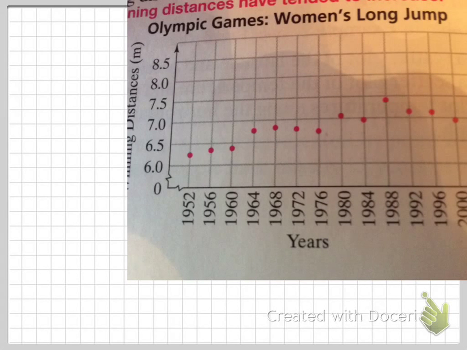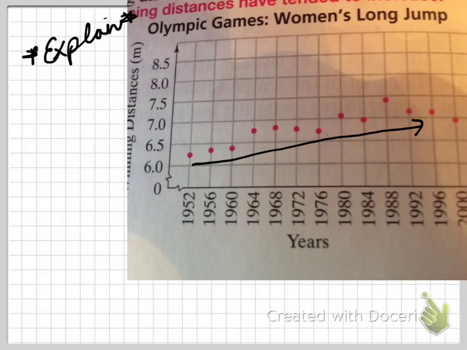All right, now I want you to look at the women's long jump. So the winning distances compared to the number of years. What kind of trend do you see there? Is it a positive correlation, negative correlation, or no correlation? And come up with a reason why you think it's that correlation. All right, you should have said something along the lines that, first of all, there's a positive correlation.